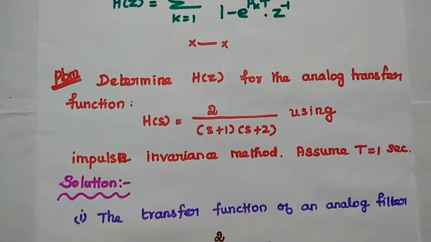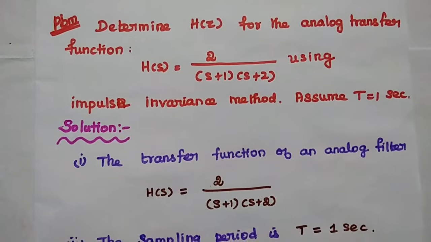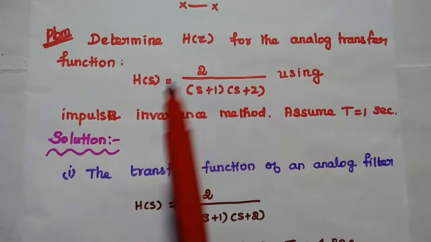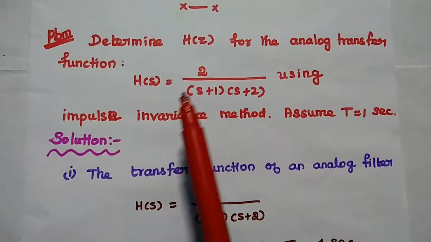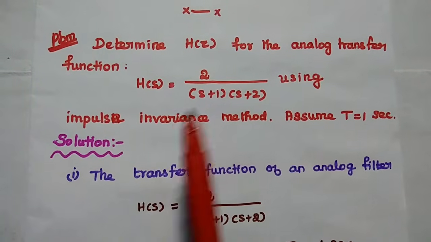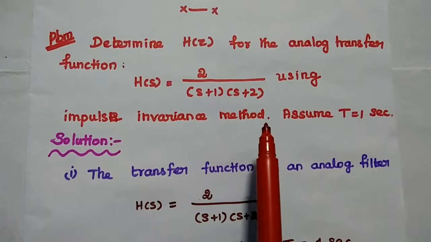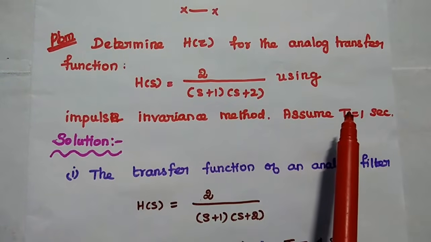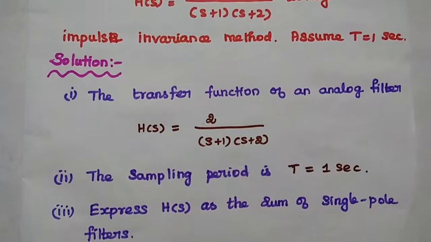Let's solve one problem, then you can easily understand the steps clearly. Determine H(z) for the analog transfer function H(s) = 2 divided by (s + 1)(s + 2) using impulse invariance method. Assume capital T, that is the sampling interval, is equal to 1 second.